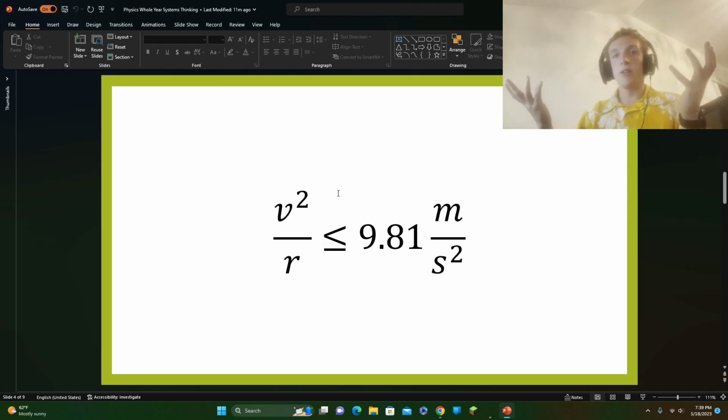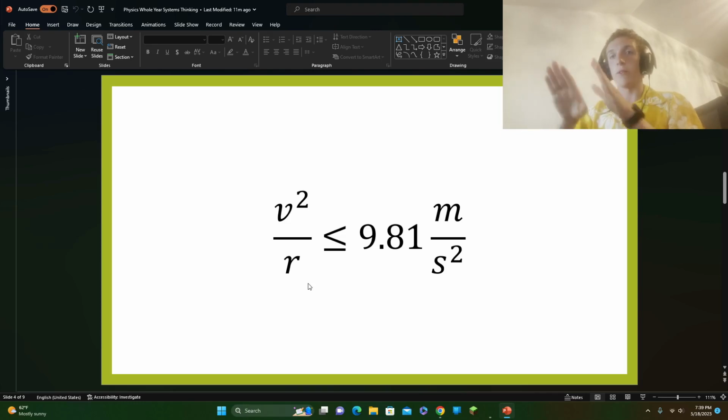So to do this, obviously there are two ways to do it. Either you make velocity smaller or you make radius bigger. So that would mean that either the cart has to be going slower or the curve has to be a less steep kind of shift.